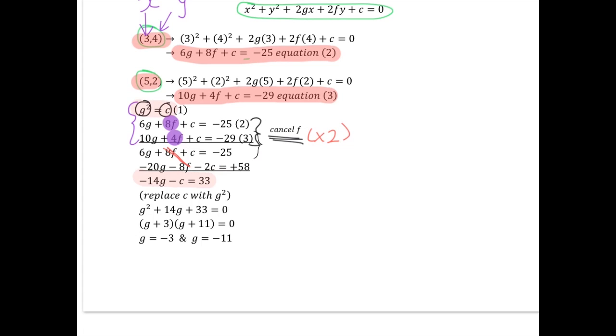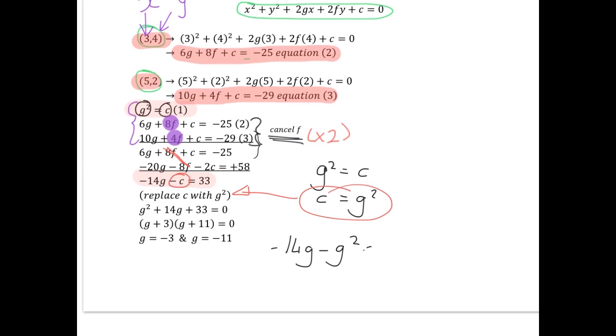Our first equation was g squared is equal to c. So if we write that over here, g squared is equal to c, or just swapping the order, c is equal to g squared. Now if we take that equation, and in this equation here replace that c with g squared, we have minus 14g minus g squared equals 33.